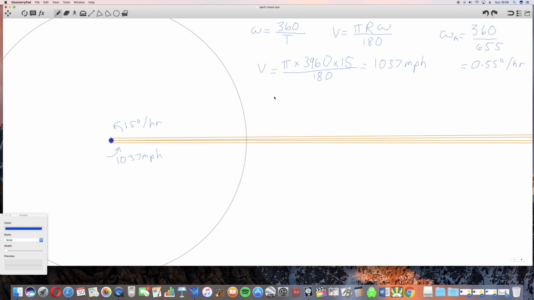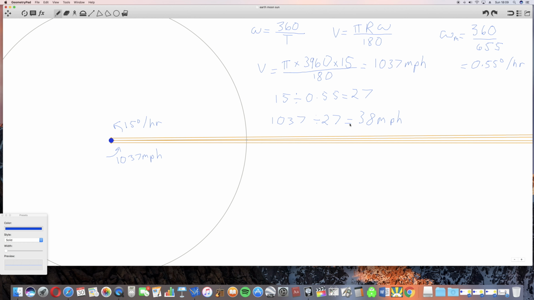So how much slower is it going? Well, if you do 15 divided by 0.55, 27 times slower. So that means that if the moon was moving in a circle with the same radius as the Earth, 3,960 miles, its speed would be 27 times less. So it would be going 1,037 divided by 27, 38 miles per hour. So if the moon was moving in a radius of 3,960 miles, and it was turning at 0.55 degrees per hour, it would be moving at 38 miles per hour. So again, that's why it's kind of moving from east to west.